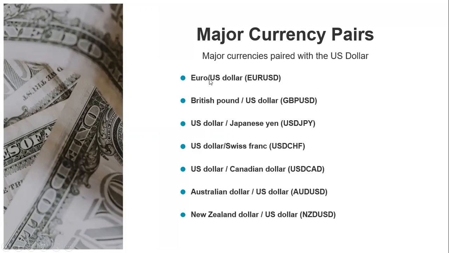We mentioned the euro, USD. We mentioned the British pound, US dollar. We mentioned the Japanese yen, the US dollar, Japanese yen. We mentioned the Swiss franc, the Canadian dollar, the Australian dollar, and the New Zealand dollar, each paired with the US dollar. So you have the major currency pairs.